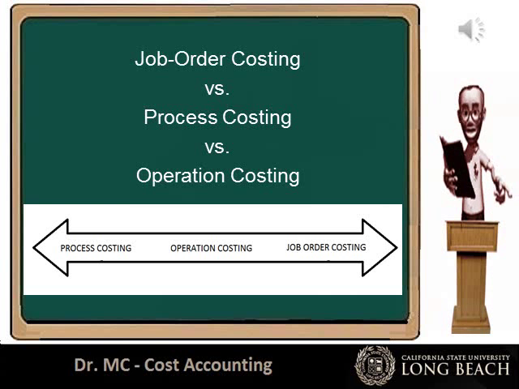Between the two extremes, you find operations that produce goods that have common elements, which requires the use of process costing, but part of the goods are also dissimilar, which requires the use of job order costing. An example of this would be a sofa manufacturer that produces chairs with a common frame, but each chair has a different fabric and stuffing chosen by the customer. This type of manufacturing requires the use of operation costing. In this lecture, we will discuss job order costing.